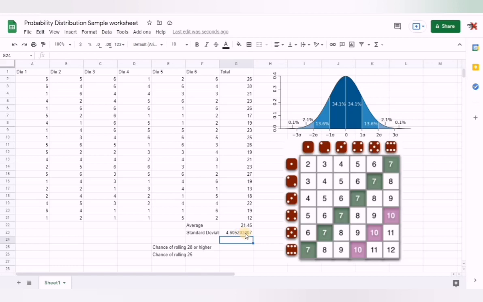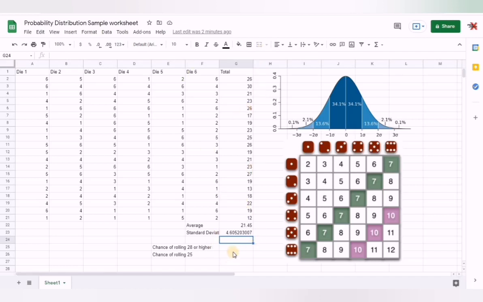So here at the bottom, you can see that we have 2 scenarios. Okay, we wanted to know what is our chance of getting an average of 28 or higher, and another is what is our chance of getting 25 in average of 20 rolls.